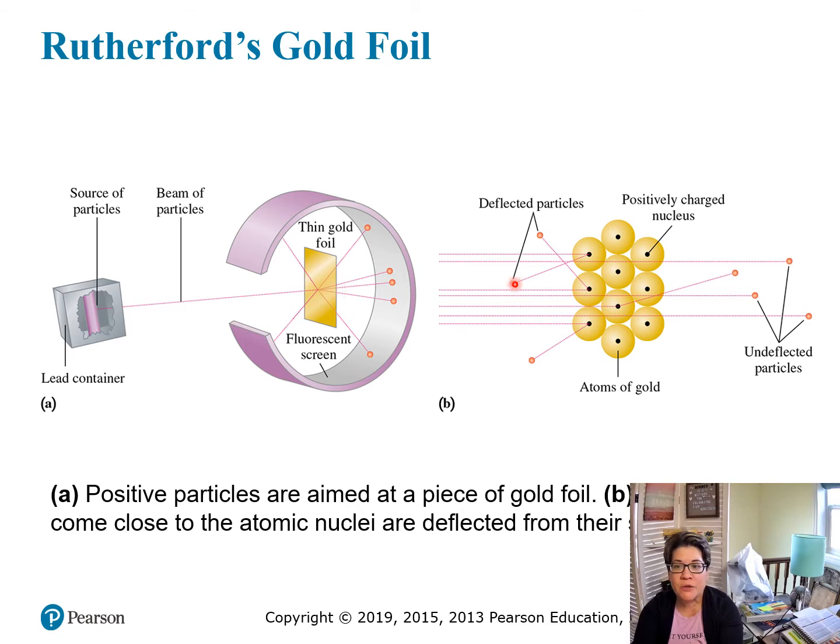Most of them, let's look at this picture. This is zooming in to one gold atom. Most of them passed right through because most of the atom is empty space. But some of them hit the nucleus of the gold atom and bounced off at these really extreme angles.